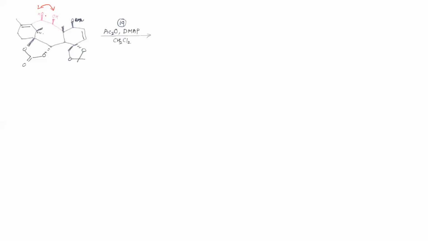This, on further reaction with acetyl, you can say acetic anhydride, followed by DMAP. DMAP is the base. I discussed it in the first slide. So these are the protecting groups. So we are going to protect one of the hydroxy groups with the acetyl group. So O-acetylation we have done here.